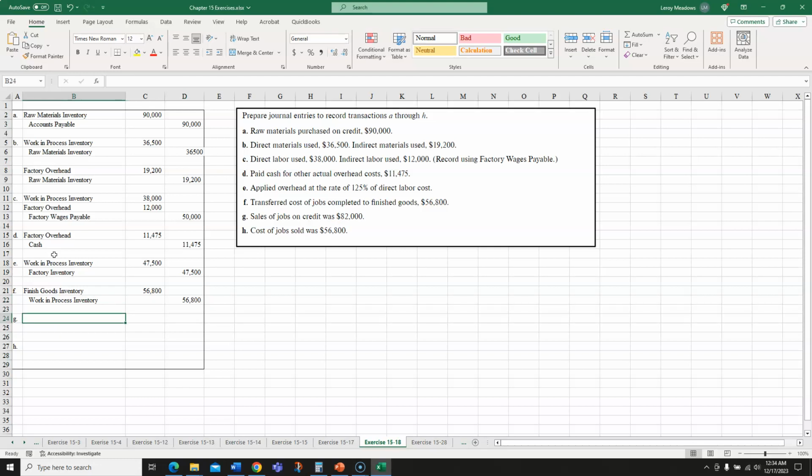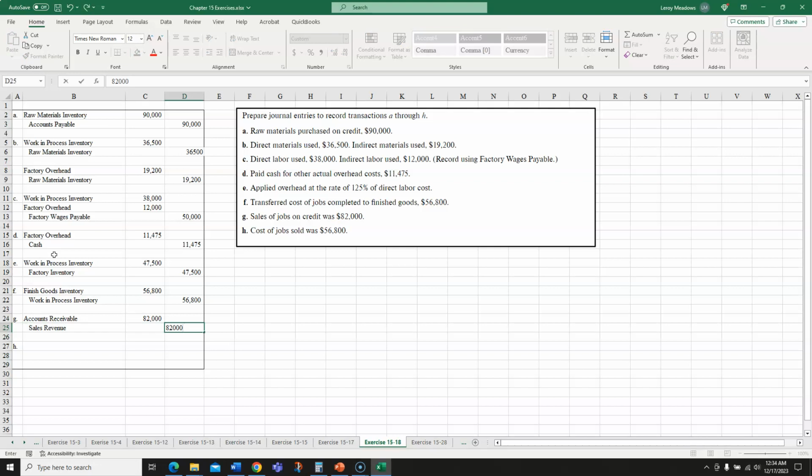Okay, G, sales of jobs on credit was $82,000. So I'm going to do what? Debit accounts receivable, because we sold the job, but they're not paying us today, so we sold it on credit, $82,000, and I'm going to credit sales or sales revenue, whichever your company uses or whatever the book chooses to offer you.